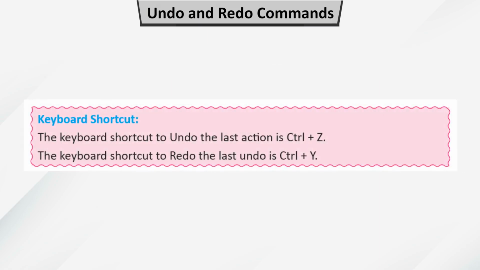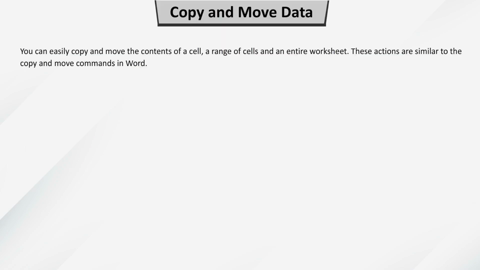Keyboard shortcut. The keyboard shortcut to undo the last action is Ctrl+Z. The keyboard shortcut to redo the last undo is Ctrl+Y. Copy and move data. You can easily copy and move the contents of a cell, a range of cells, and an entire worksheet. These actions are similar to the copy and move commands in Word.